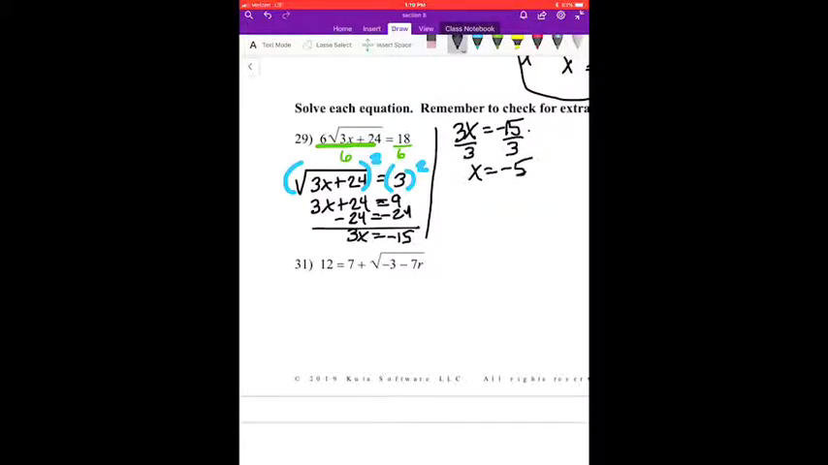Remember, it's important to check your answers on these because you can get extraneous solutions. So I'm going to substitute negative 5. I can either plug it into the original, or I can substitute it into the part of the equation where your radical is isolated, which is what I prefer to do. So that'd be the square root of 3 times negative 5, which is negative 15. And negative 15 plus 24 is 9. Does the square root of 9 equal 3? Yes. So my answer is good.